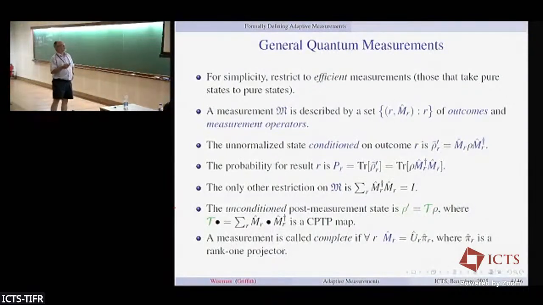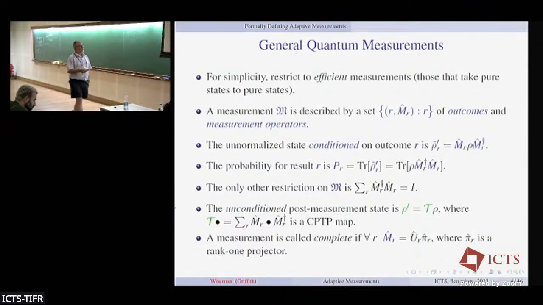So a measurement, which I'll write as script M, is a set of ordered pairs of results and measurement operators associated with those results. And the way the measurement operators work is that if I get result R, then the new conditioned state is M_R rho M_R dagger. And that thing also gives us the probability. So the trace of this unnormalized state is the probability of that. And we have this completeness relation on the measurement operators to preserve probability. I'll also introduce this T in this color green to be the total unconditioned map, which takes me to the unconditioned post-measurement state, and that's a CP-TP map. Everyone knows what that is.